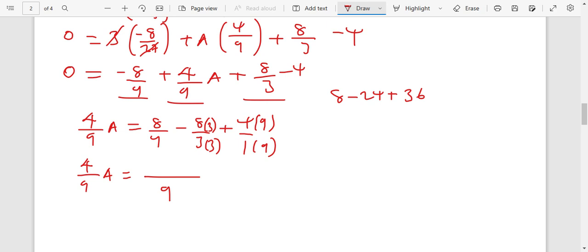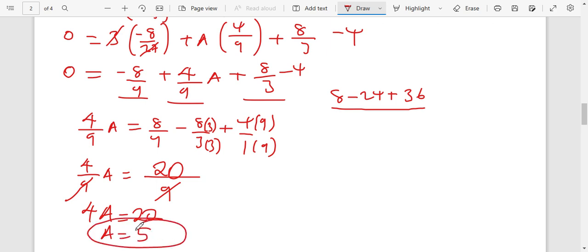Okay, from there, let's add 8 minus 24 plus 36. What are we going to get? 20. Now, since the denominator is the same, 9 is equal to 9, meaning also the numerator should be the same. 4a should be equal to 20. And this will give us that a is equal to 5. Is that good?